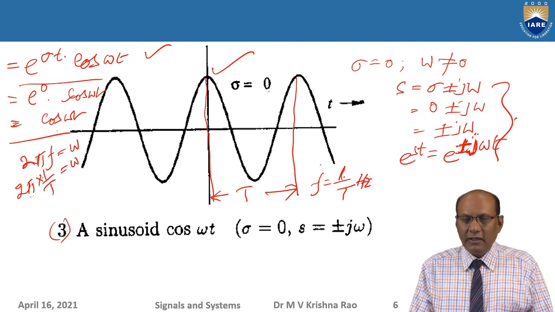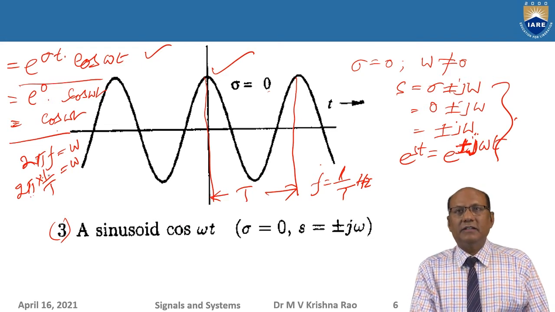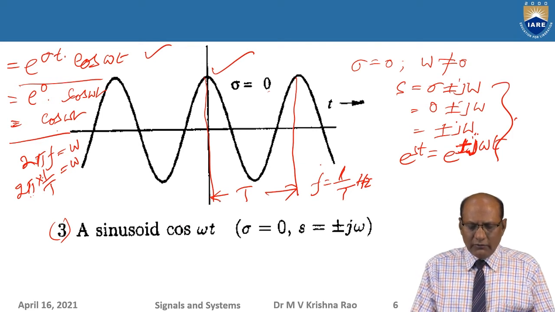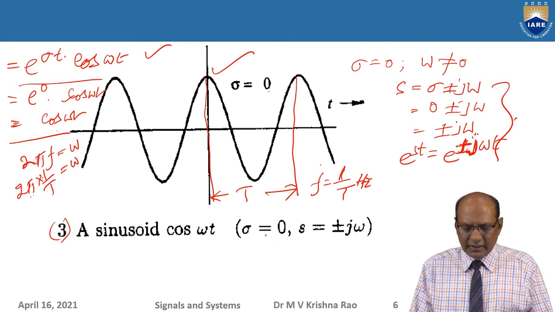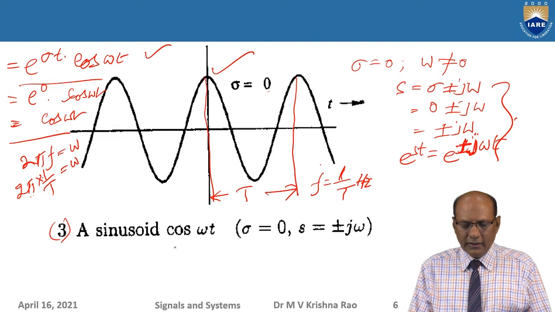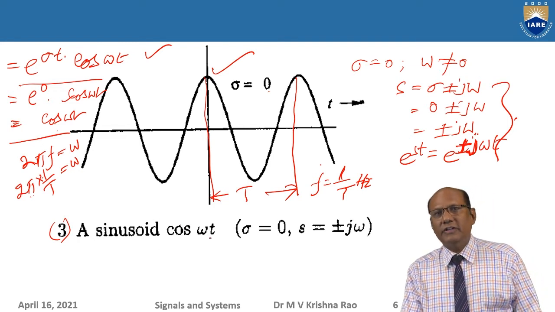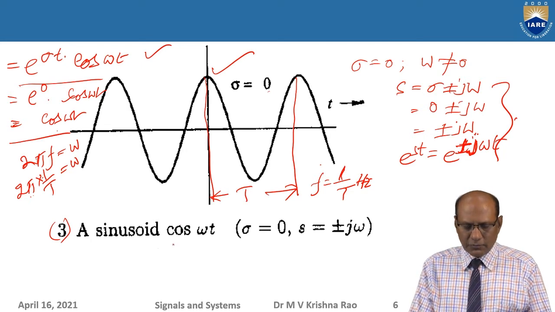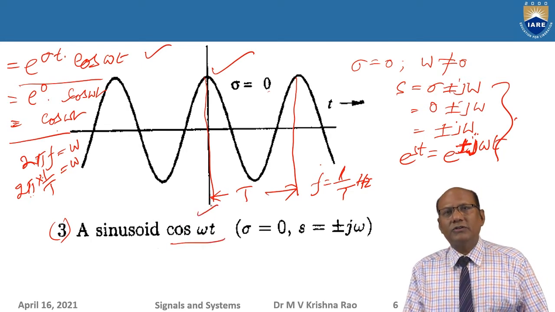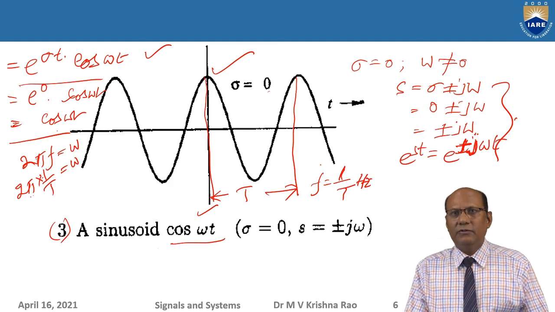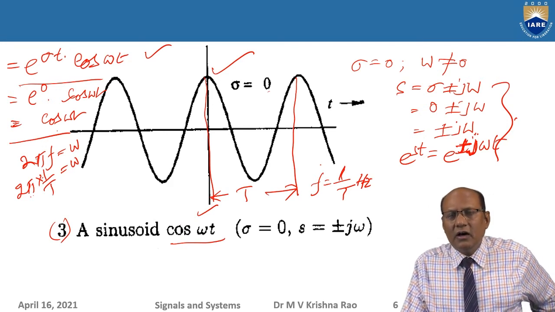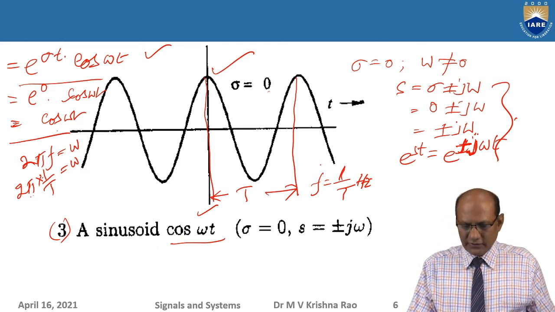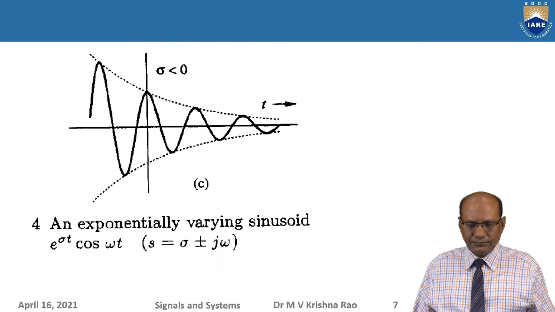f is nothing but linear frequency. Omega is nothing but angular frequency. That is how they are related. So when sigma equals 0, I am getting a sinusoid. The sinusoid means it can be cos or sine. Both are called sinusoids. If you want to be very particular, you can also call it a cosinusoid, or a sinusoid phase shifted by 90 degrees. So that is what you have.